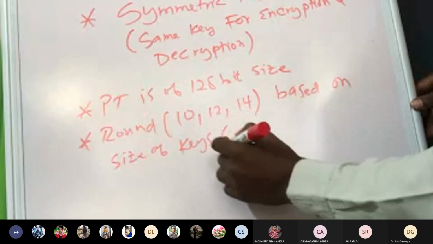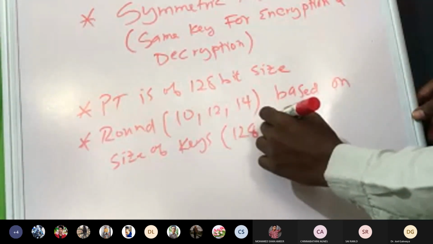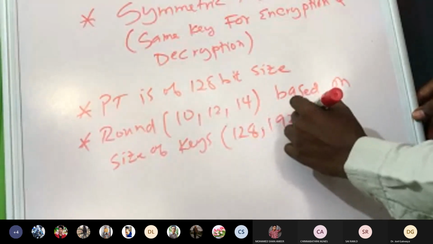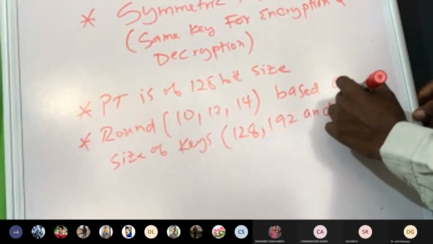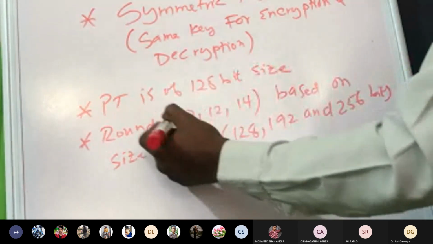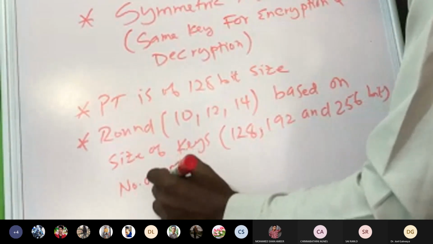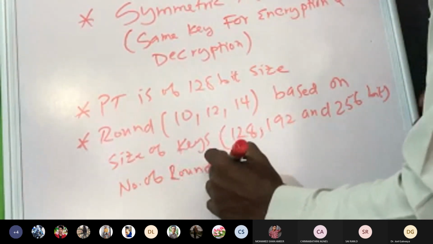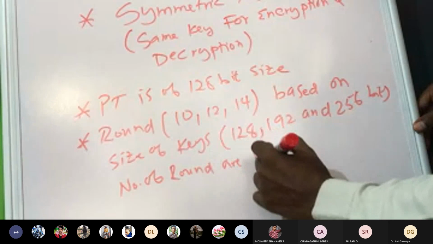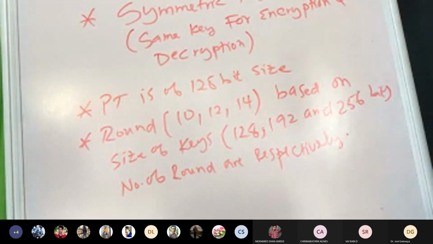Namely, if the key is 128, 192 or 256 bits, then the number of rounds will be respectively 10, 12 and 14. This is what you have seen. So today we are going to see each and every step.